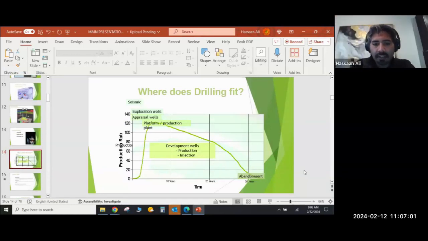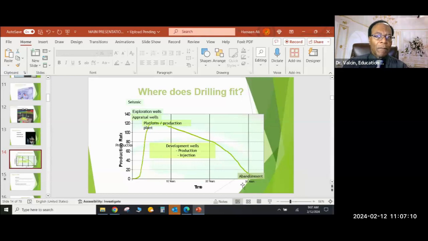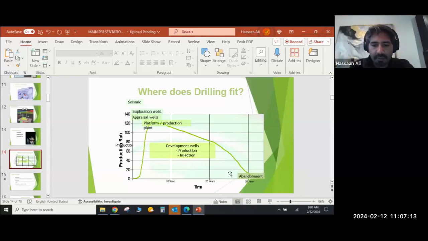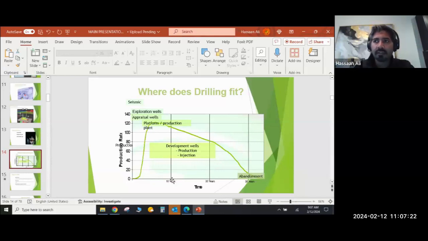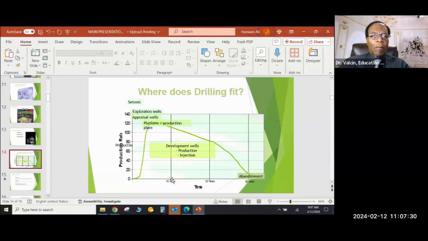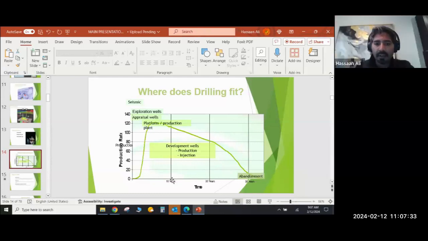So the more technical term for this graph is a decline curve. What it is telling you is that this number is very arbitrary right now: 10 years, 20 years, 30 years. It can be within a year or so. And what it actually tells you, and this is a much bigger question, is that we do not have an unlimited supply of oil and gas. Eventually, the reservoir will start depleting. You will inject water in it, you will inject gas in it, you will inject different types of emulsions in it to get more oil out of it. But eventually, it will run out.